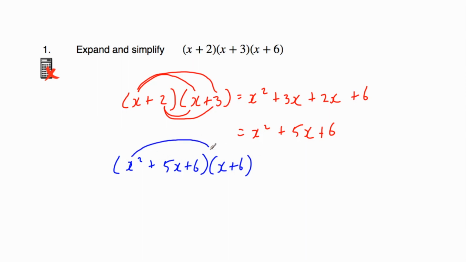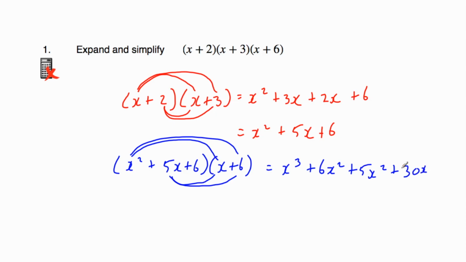So x squared times x is equal to x cubed. X squared times 6 is equal to plus 6x squared. So we've done the x squared, now we're going to move on to the 5x. 5x times x would be plus 5x squared. And then 5x times 6 would be plus 30x. And then finally, now let's move on to our 6. So 6 times x would be plus 6x. And then 6 times 6 is plus 36.